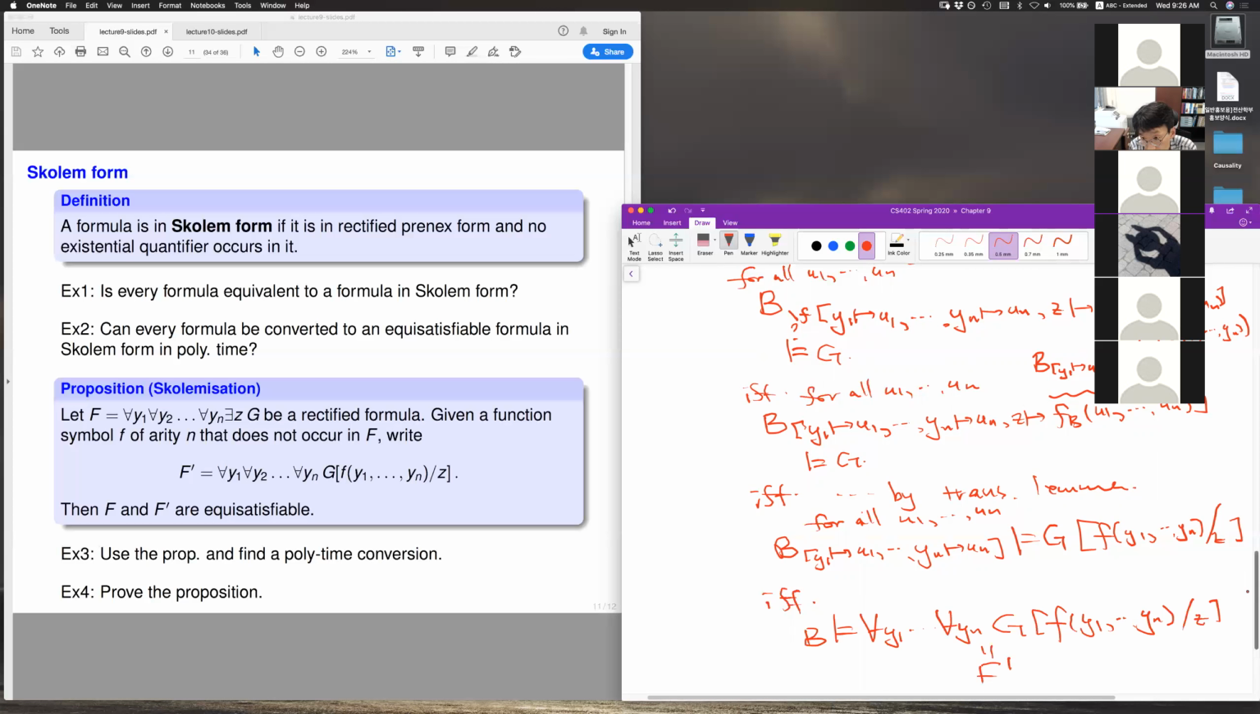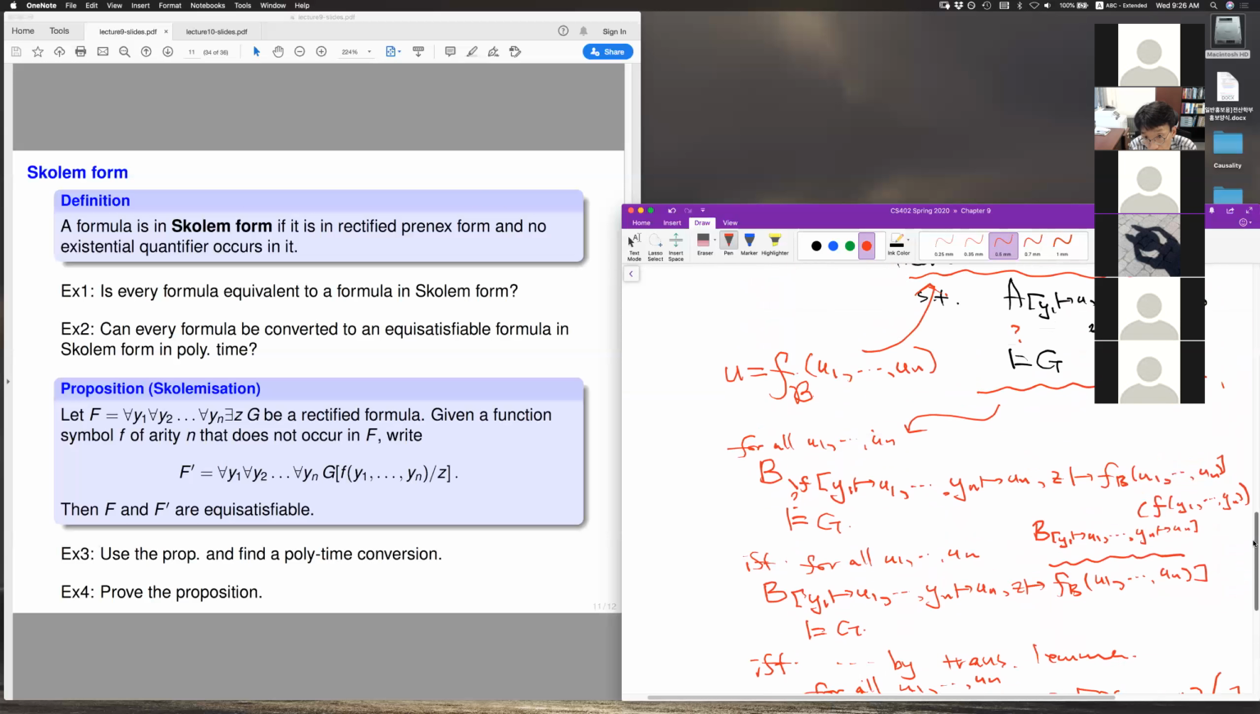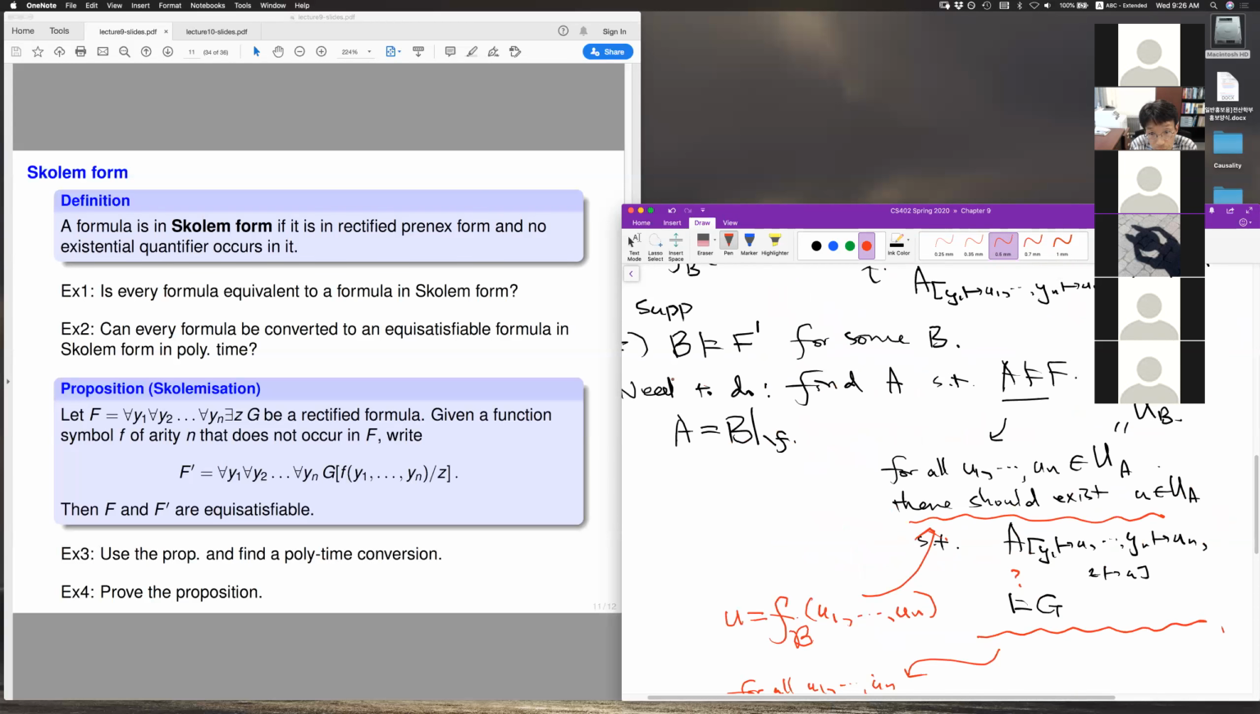So we started with B, which satisfies formula F prime. And from there, we defined A, and then we show that this A satisfies the original formula F. It's a bit complicated, but the basic idea is really simple. The whole idea is just, I mean, this step is the whole idea: using f to find the appropriate witness there. So once you do it, then you can prove the theorem quite easily.